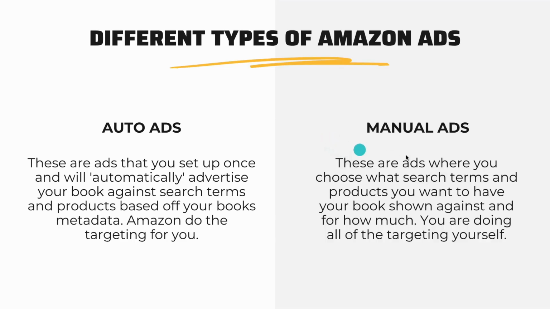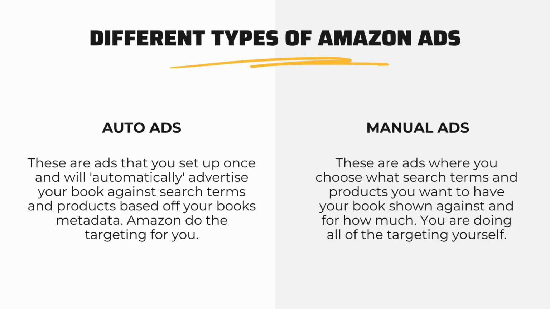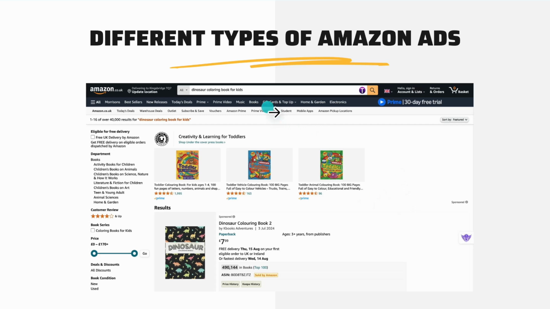And then you also have manual ads. And these are ads where you can choose exactly what search terms or keywords and products you want to have your book shown against and exactly how much you're doing it for. And in this case, you're doing all the targeting yourself. So the big difference between auto ads and manual ads is you're both doing keyword targeting and product targeting. The difference is with auto ads, Amazon are choosing all of these targets for you, whereas in manual ads, you actually manually go in and choose specific search terms. So if this was a manual ad, you could tell Amazon, okay, I only want to be shown up anytime someone types in exactly dinosaur coloring book for kids. I don't want to be shown up anytime someone types in dinosaur book for girls or that kind of thing. You can be a lot more manual and a lot more selective. Hence the term manual versus automatic.